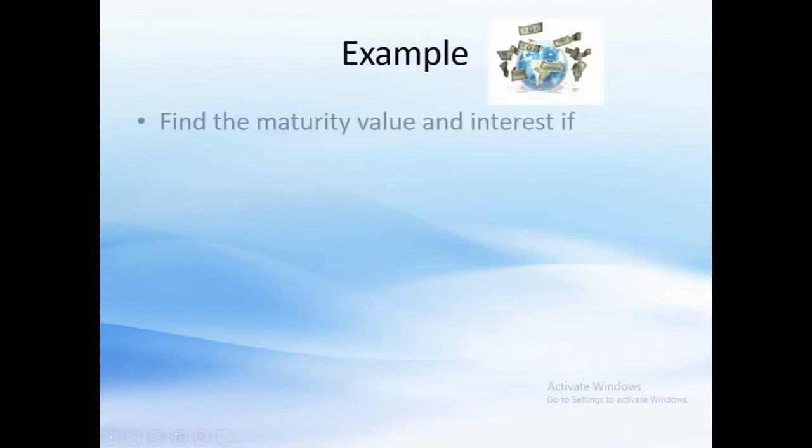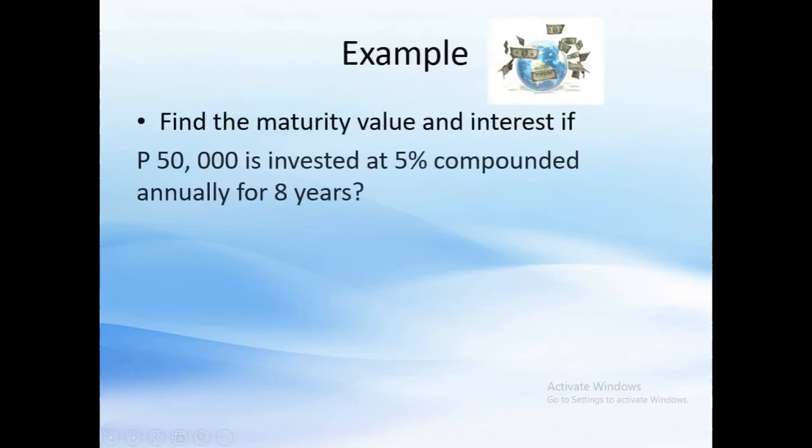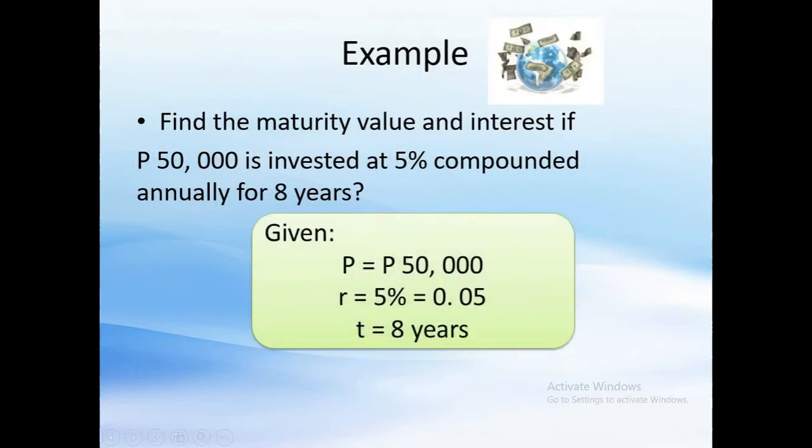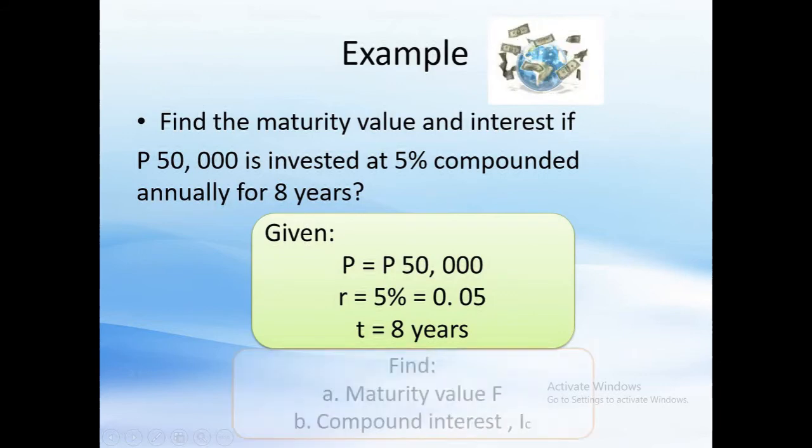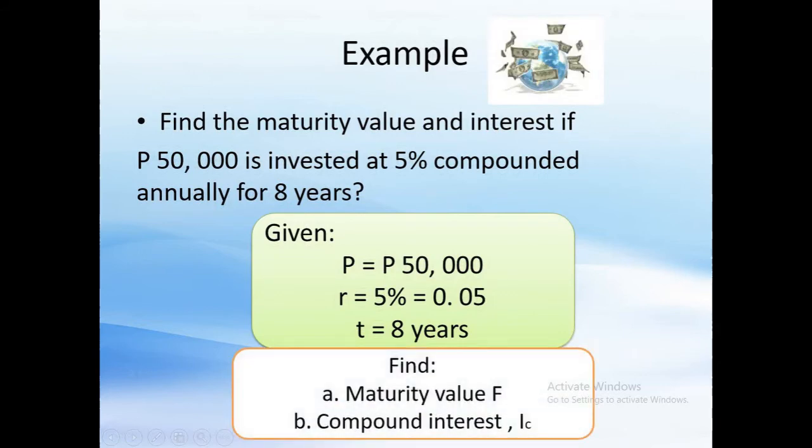Let's have another example. Find the maturity value and interest if 50,000 pesos is invested at 5% compounded annually for 8 years. The given in the problem is the P, or the principal, is 50,000 pesos. The rate is 5% or 0.05, and T is 8 years. Let's find A, maturity value F, and B, compound interest I.